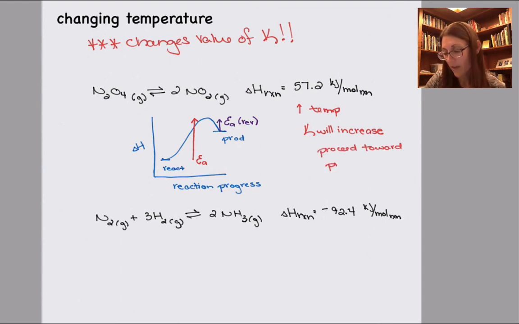product side. And then once we have reached this new equilibrium value for K, the reaction will again come to equilibrium and the rate of the forward and the reverse reaction will be equal. I'm just going to have more of the products formed.